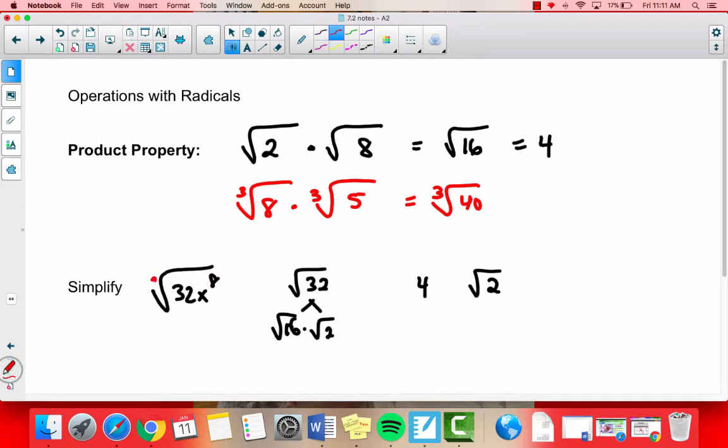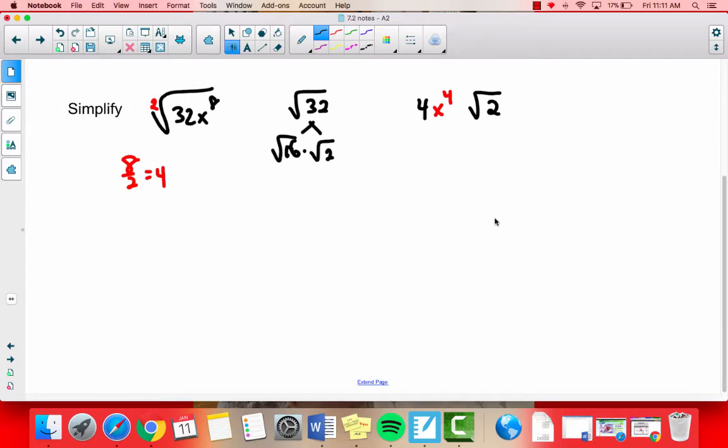So remember, like we did in the last video, you want to look at your exponent and divide. So 8 divided by 2 gets us 4. So that means we're going to have x to the 4th. Now notice, because it was a nice whole number, that it went outside of your radical sign. So I have 4x to the 4th times the square root of 2, and then we'd be done with this example. All right, so do the numbers first, then deal with the variables second. Okay, let's try one more example.